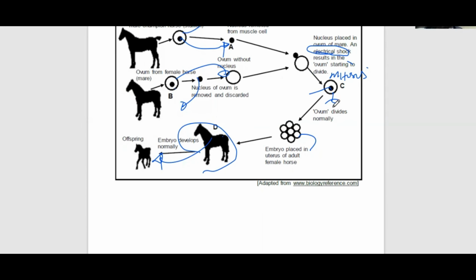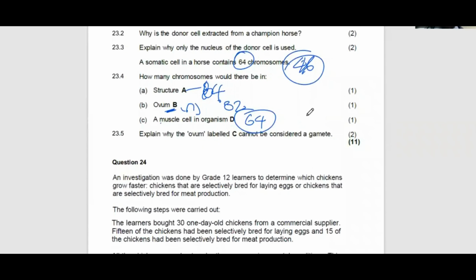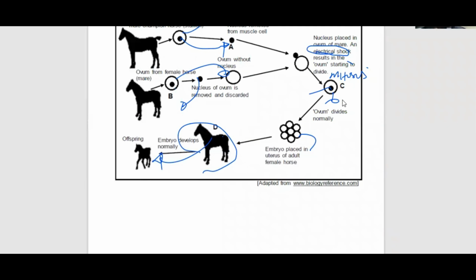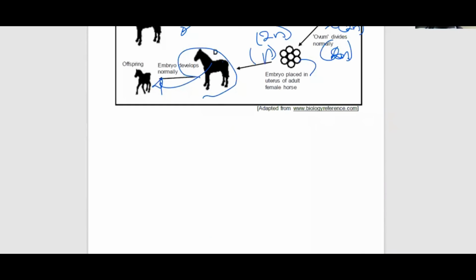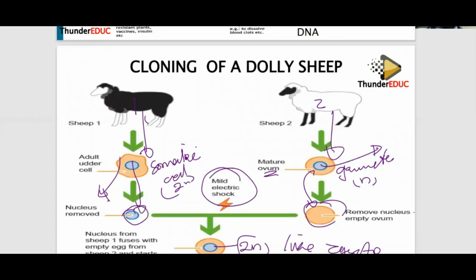Why is this structure C not considered a gamete? I think that would have been better language for scientists to understand. Why is structure C not considered a gamete? It is because it contains genetic material that is 2N. Ovum cannot be 2N. Remember, gametes are haploid. Since this nucleus is diploid, 2N, it cannot be considered a gamete. Hence, I told you that this looks like a zygote, so I called it a zygote-like structure, not ovum.